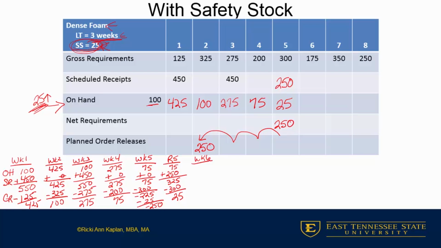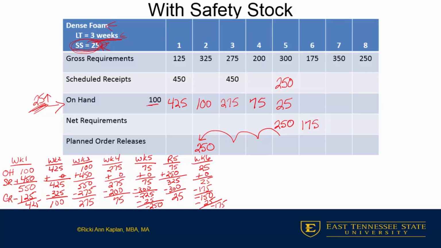Taking a look at week 6, we have 25 left on hand at the end of week 5. At this point, we have no scheduled receipts, which leaves us 25 to be able to use during the time period. We plan on using our gross requirements, 175 units, which means we're short 150. But we're not just short 150, we need to take into consideration our safety stock. So let's subtract out the number of units we have to have in our safety stock, and we notice we're actually short 175 units. So our net requirements are 175.